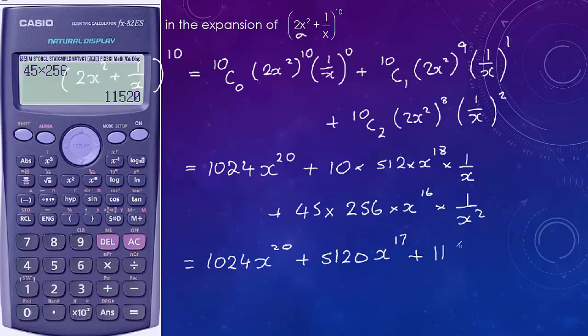So 11520 x to the 16, we've got an x squared on the bottom, so that'll end up being x to the 14. Now what we should write, because obviously that's not equal to what I put on the left hand side, at each stage we should have a plus dot dot dot to show that there were more terms of that expansion.